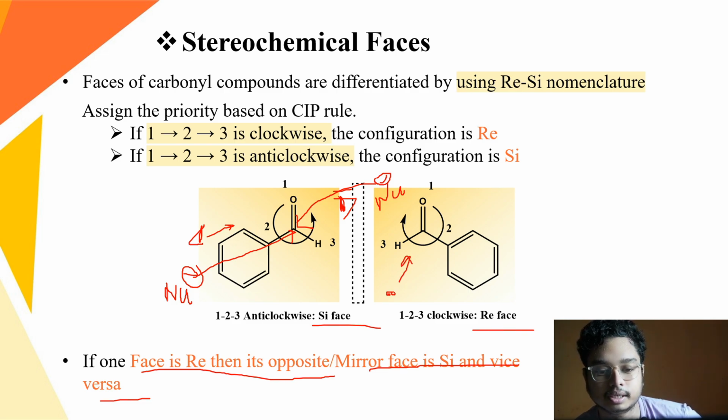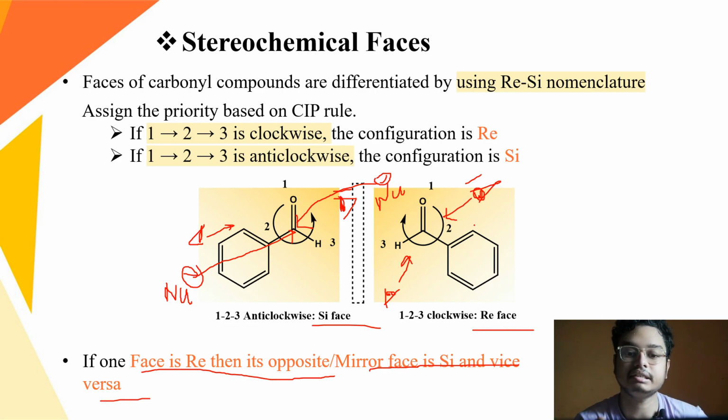If we view from this particular center, this will be the Re face, and if we view from the opposite side, then it will be projected as the Si face of the carbonyl center. Okay, so this particular stereochemical face is very, very important, not right now, but when you are talking about asymmetric synthesis, especially the stereochemical models, that is very important in this particular case.